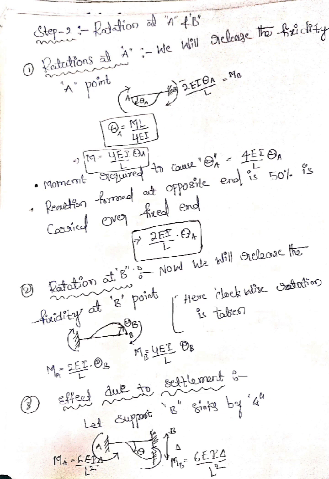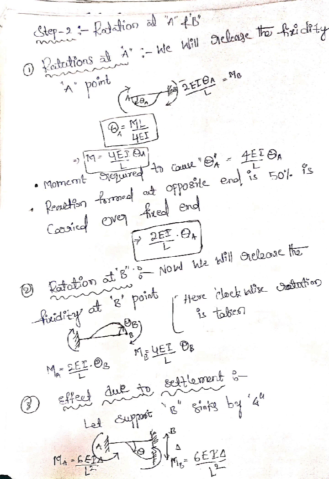Here the moments at A and B are shown: a clockwise moment at A and a clockwise moment at B, so at B there is hogging. Here the formula is theta A equals ML by 4EI. From here, M, that is MA, is 4EI by L theta A. So the moment required to cause theta A is 4EI by L theta A. The reaction formed at the opposite end will be 50%, that is, 50% is carried over to the fixed other end, so MB equals 2EI by L theta A.